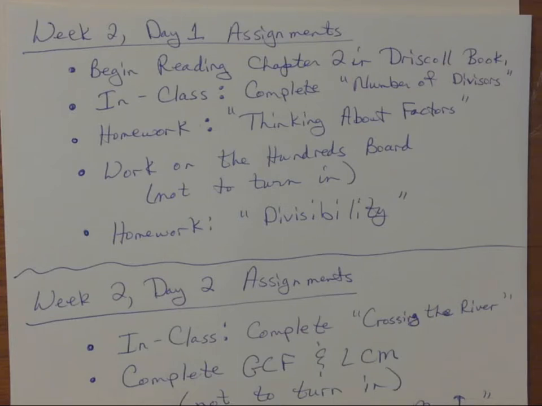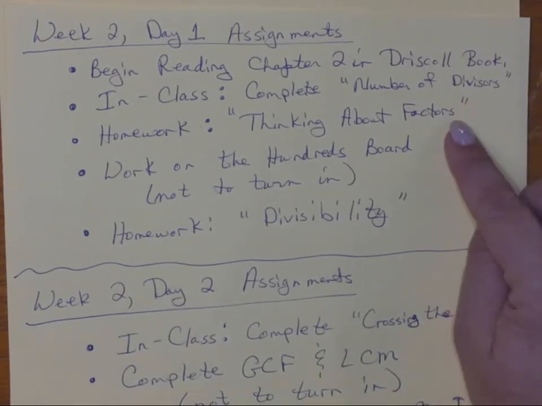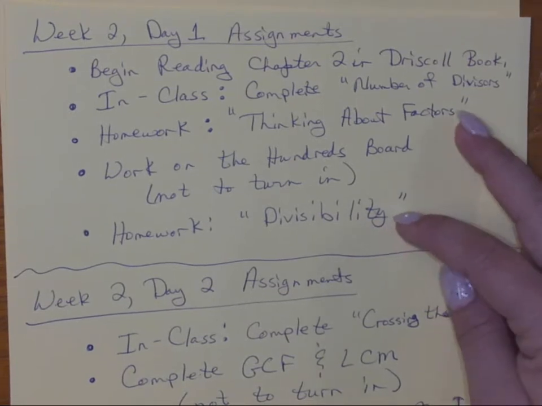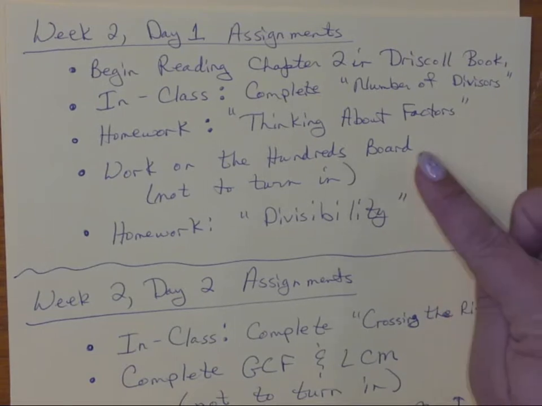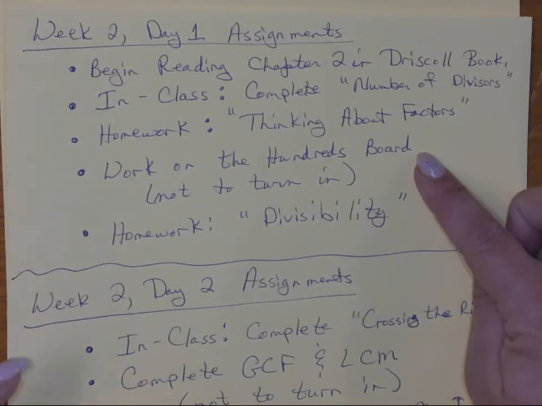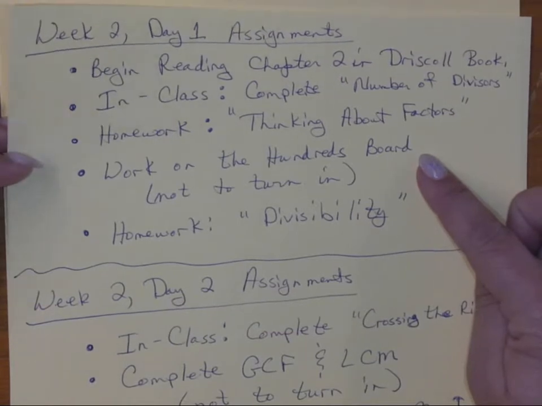In class, we would have completed the number of divisors. So this one, you need to complete it and get it to me. And for homework, you would have had thinking about factors and divisibility. It sounds like a lot, but those aren't really huge assignments. There's just two little sheets for homework. And again, those need to get to me. You should probably think about working on your own hundreds board. However, that is not a thing that is due to me. So you're not turning it in. That is for your own benefit.